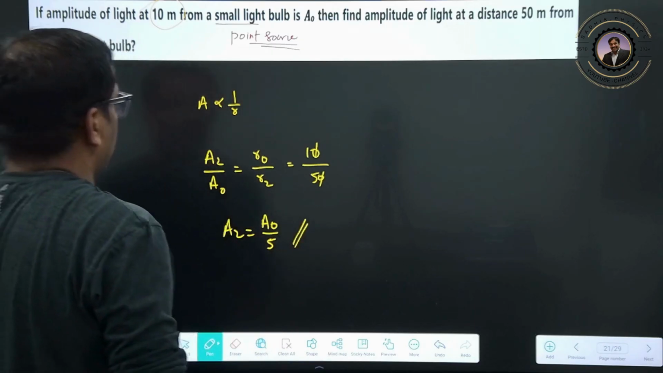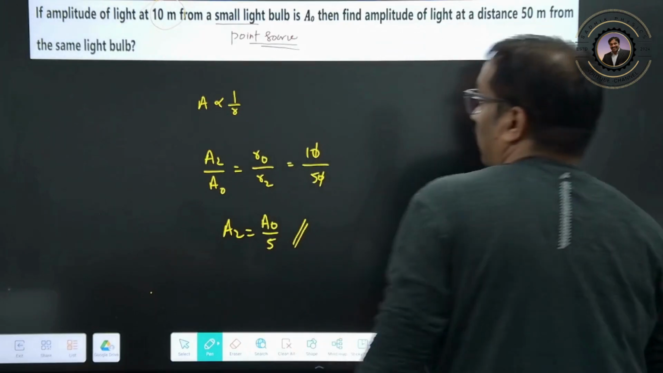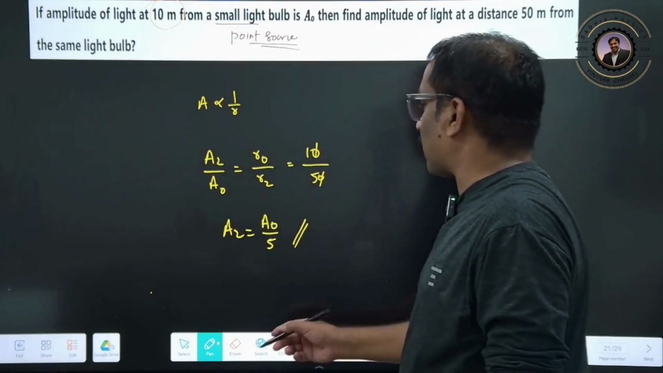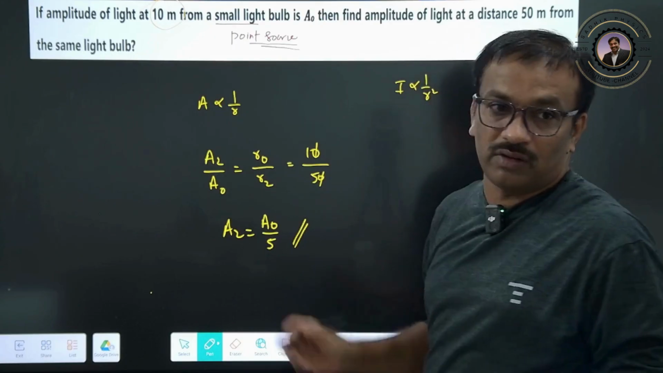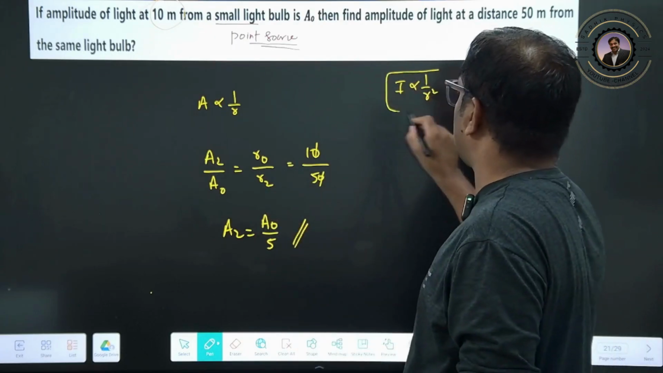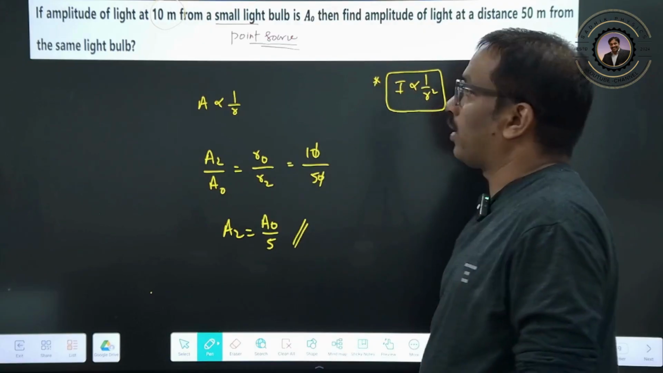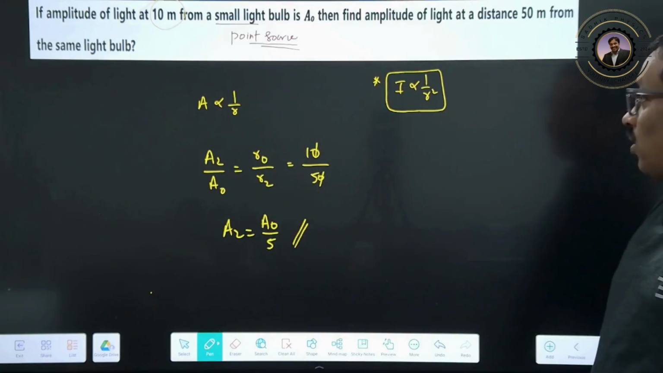This is your amplitude at a 50 meter distance now. So even you can calculate intensity. Intensity is inversely proportional to the square of the distance. You can try for these intensities also. Clear? Right. Now let us go for one more question.